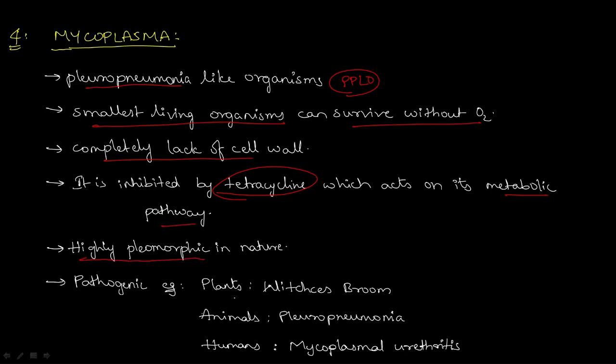And these are generally pathogenic to humans, animals, and plants. In plants, it causes witch's broom disease. In animals, it causes pleuropneumonia, which affects cattle. And in humans, it causes mycoplasmal urethritis.